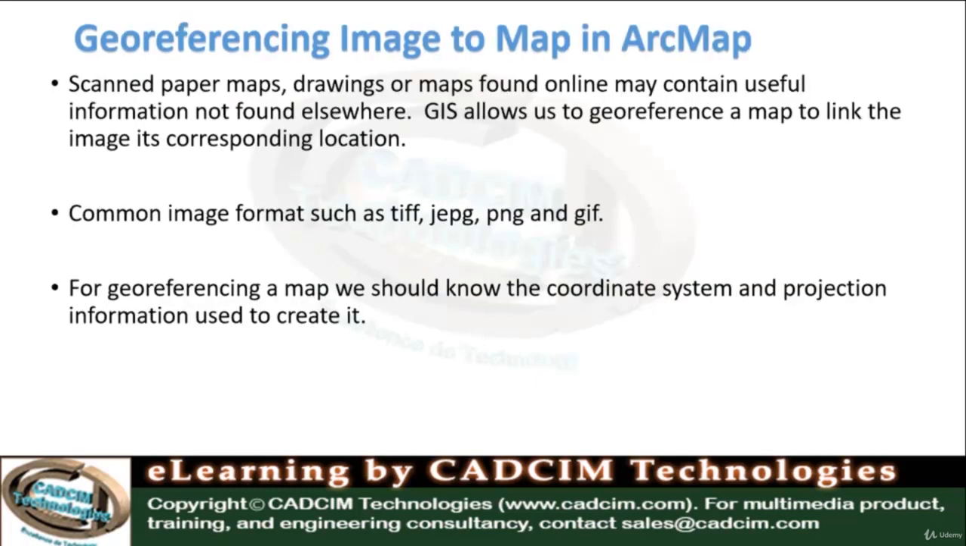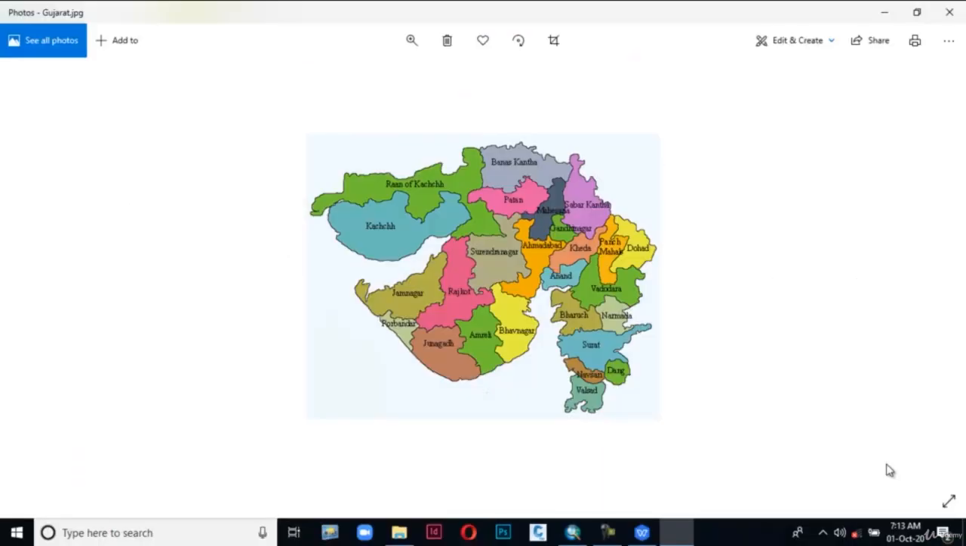Now I'll discuss and demonstrate using ArcMap to georeference a hard copy map for use in ArcGIS. This is a great way to use information found on old paper maps and integrate that data into a GIS project. To start, we need to have a map scanned and saved in a GIS readable format. Common image formats such as TIFF, JPEG, PNG and GIF will work. For example, here I am using JPEG.